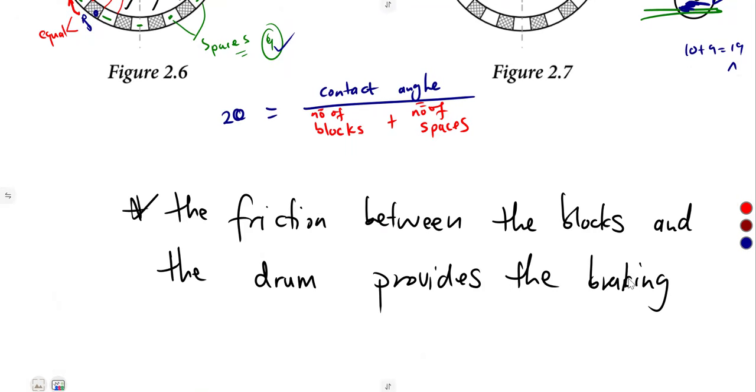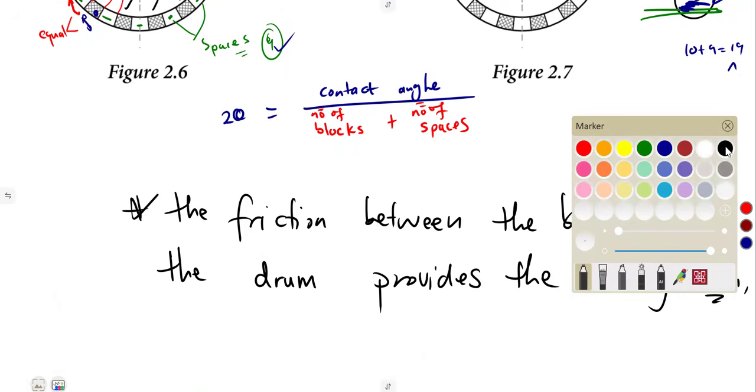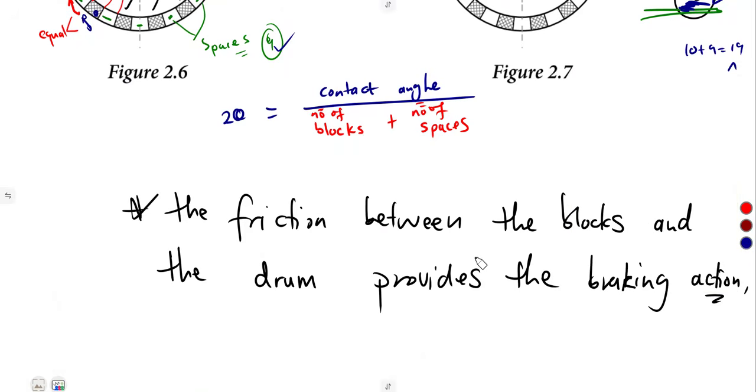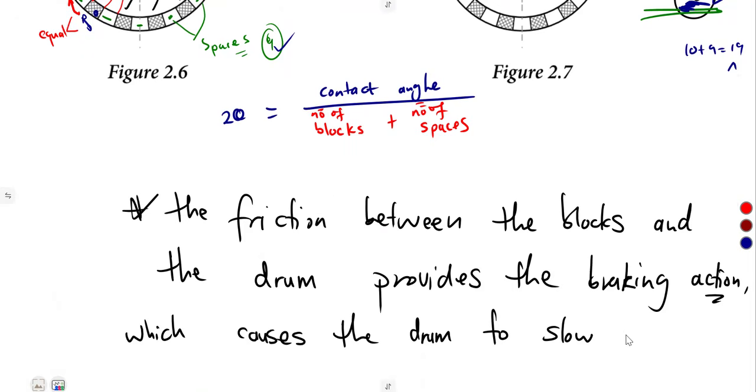It provides a braking action until it comes to rest. So it provides the braking action, which causes the drum to slow or stop as it is braking.